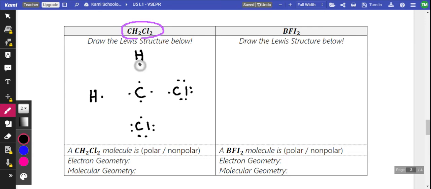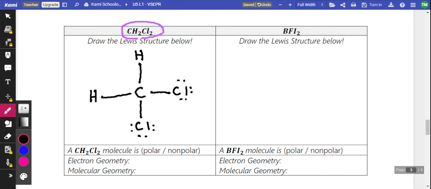All right, let's make our outer atoms happy. The hydrogens have 2 valence electrons, which is A-OK. We got a duet there. Each chlorine gets to an octet, and our carbon also gets to an octet, so that looks nice and good.